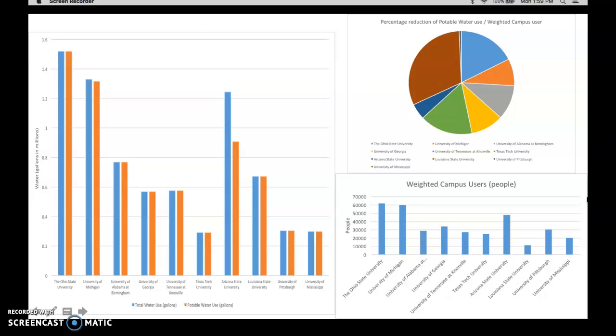It was very interesting to learn about. I appreciate the efforts made by each of these institutions. As you can see, the percentage reduction of potable water use per campus user, it's really impressive to see even bronze credited institutions making strides to decrease the amount of water that they're using. You can tell that institutions are taking water use very seriously.